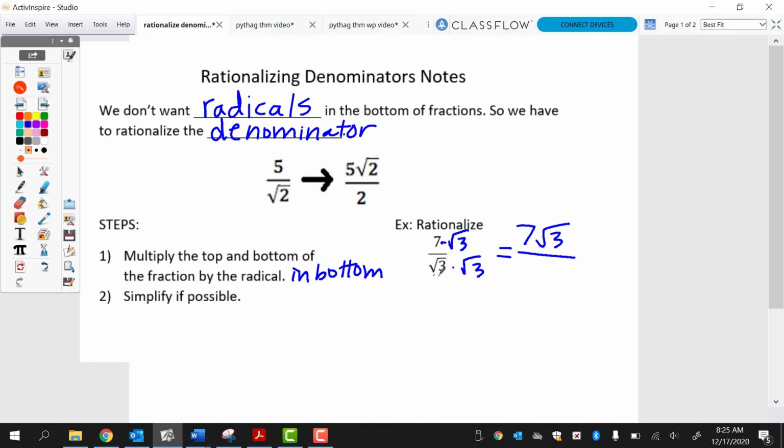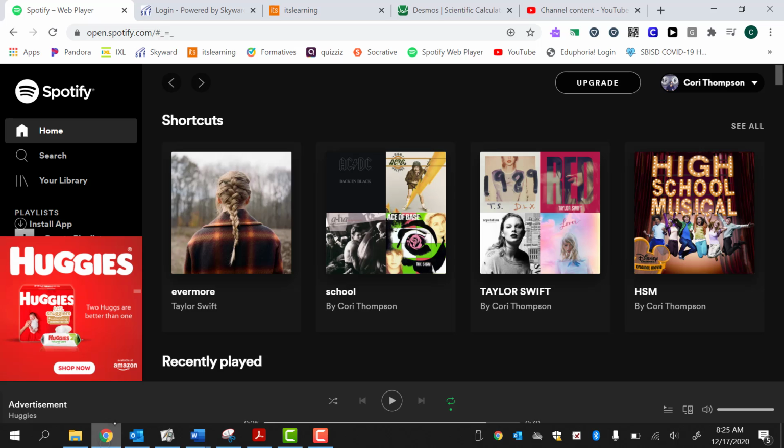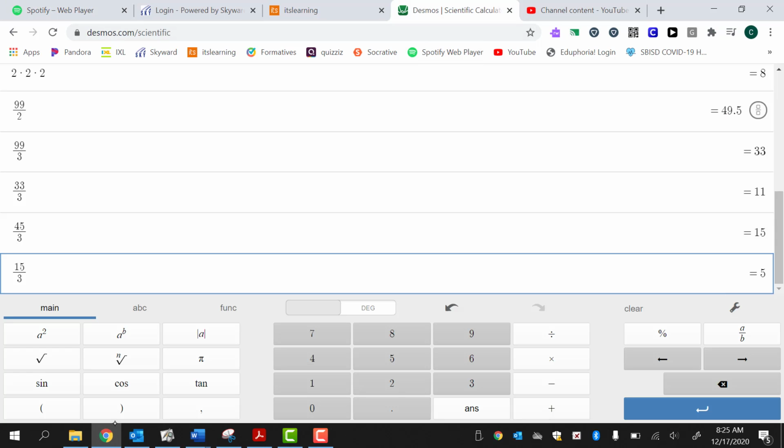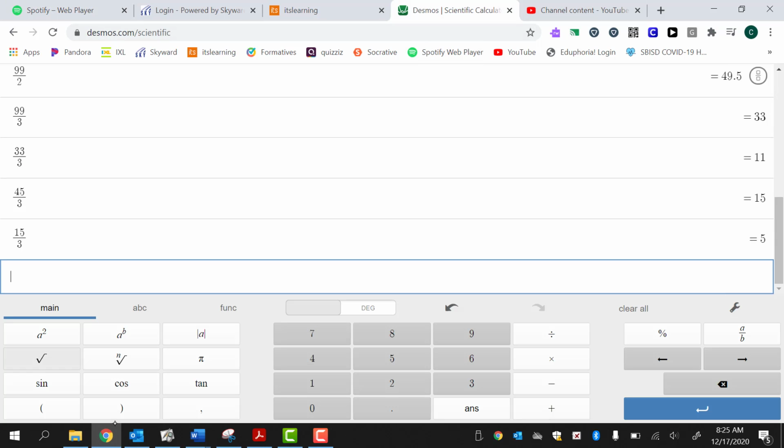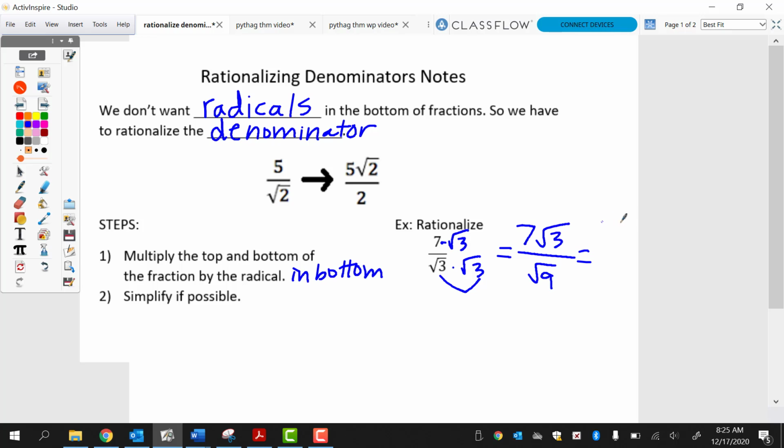On the bottom, I have a square root and a square root, so I can actually multiply the numbers on the inside. 3 times 3 is 9. Oh, but the square root of 9, if I type that in Desmos, it's actually 3. So that's why we multiply by that number, so that it gets rid of the square root sign and it just turns into that number, okay?